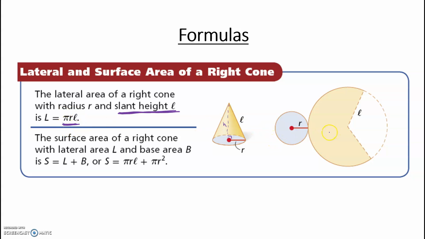If you wanted to find total surface area, if you wanted to add in that bottom, that base, you would add in that area of the circle, pi r squared. So that's when you see down here, surface area is lateral area plus the base.